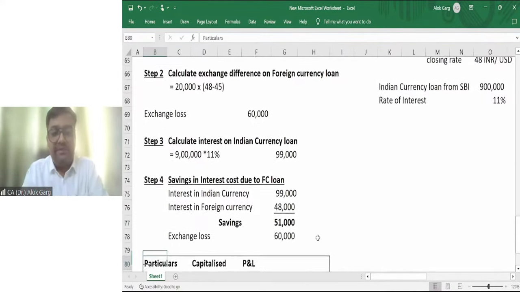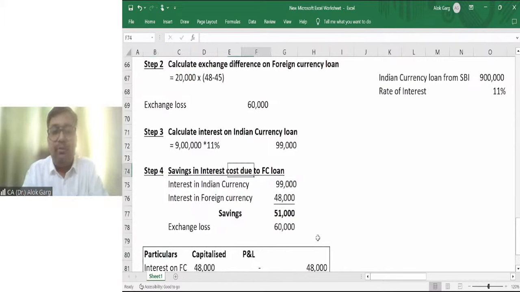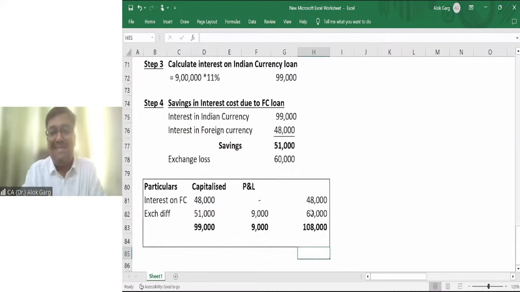For example, number four, you need to compute the savings in interest on the foreign loan. Interest in Indian currency is 99,000. Interest in foreign currency is 48,000. Your saving is 51,000, right? What is your exchange loss? Exchange loss is 60,000. So, friends, in this case, the exchange difference to the extent of 51,000 needs to be capitalized, right?